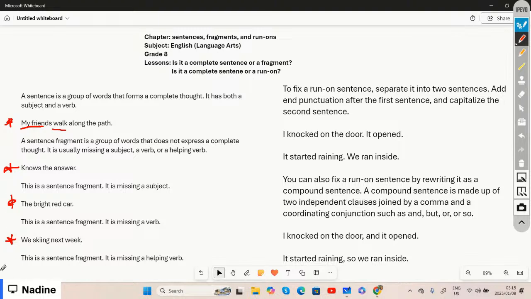All right, so we already went over what a sentence is, and we went over what a fragment is. Now we're going to a run-on sentence. A run-on sentence is almost like two sentences that were separated. We separate it into two sentences, but instead of writing each on its own, these two sentences are written as one sentence.